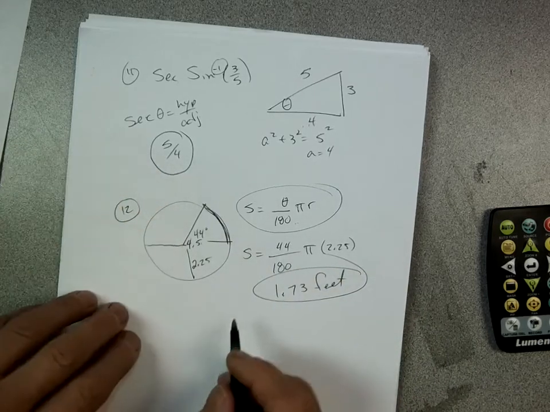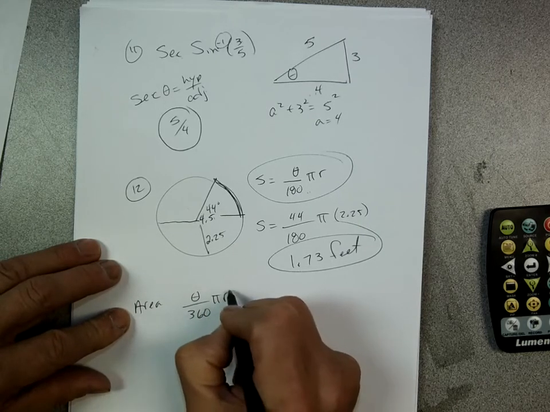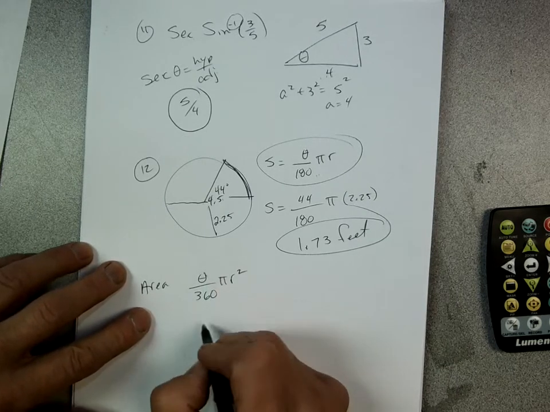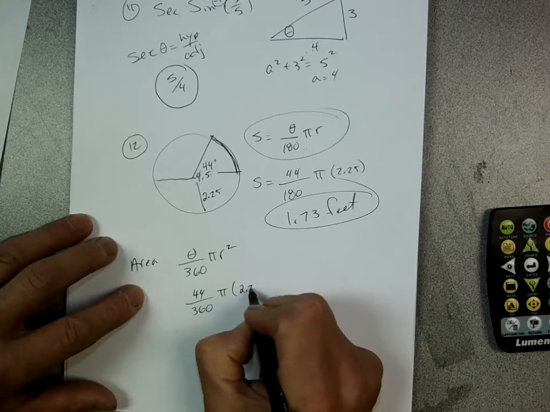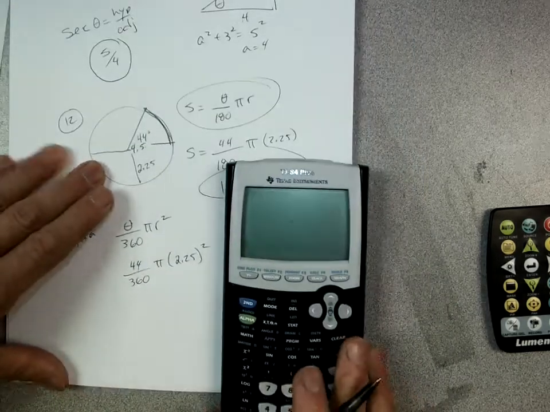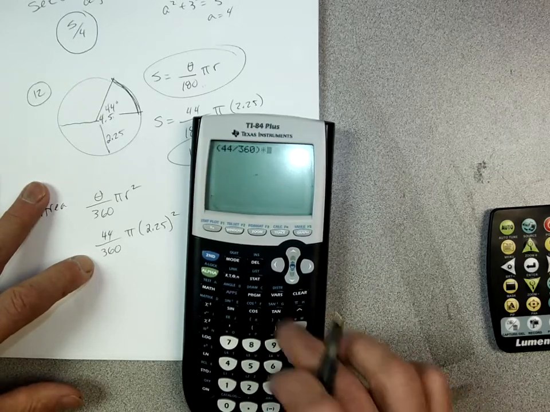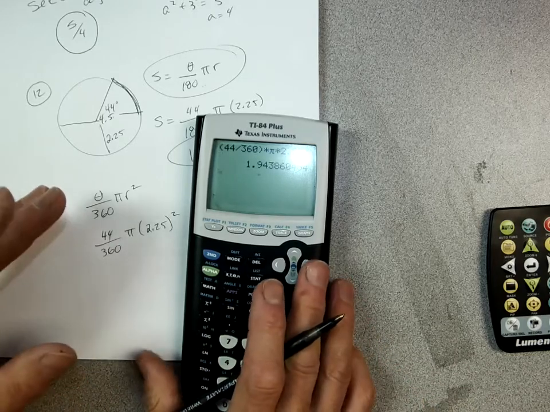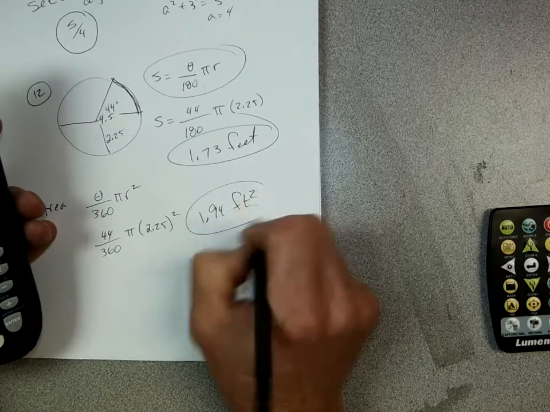Now, to find the area, I'm just going to use theta over 360 times pi r squared, because that's going to be the fraction of the circle. So we're going to go 44 over 360 pi times 2.25 squared. I'll do that on my calculator: 44 divided by 360 times pi times 2.25 squared. I get an answer of about 1.94 feet squared.